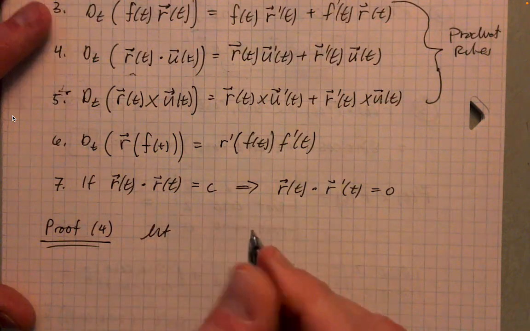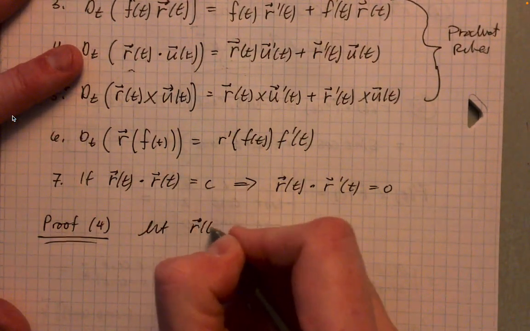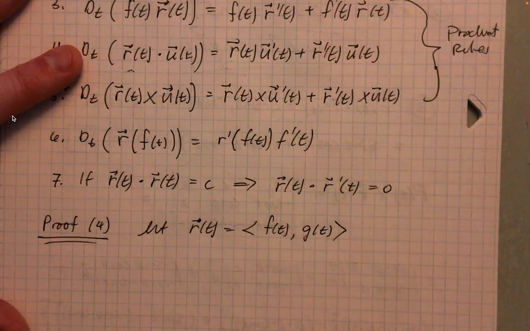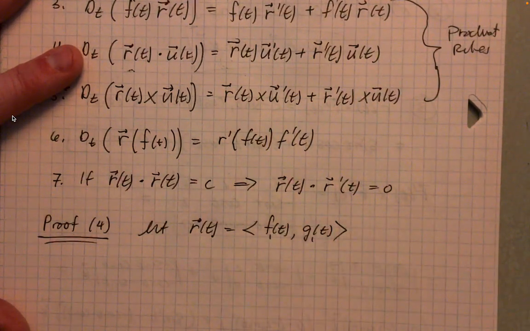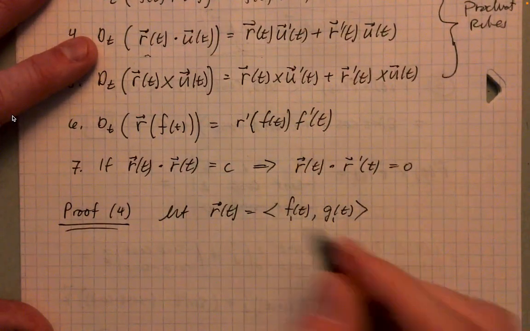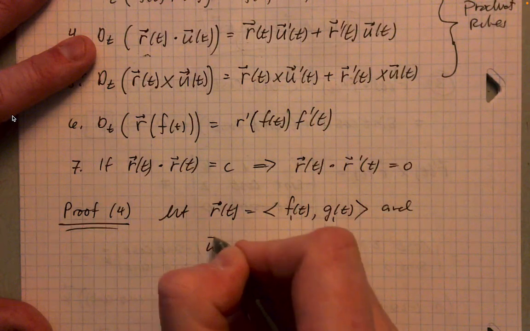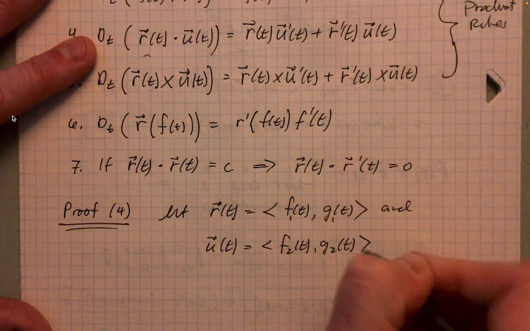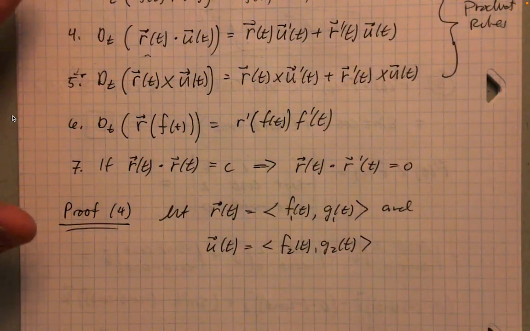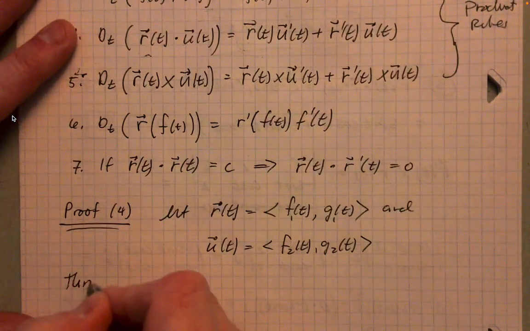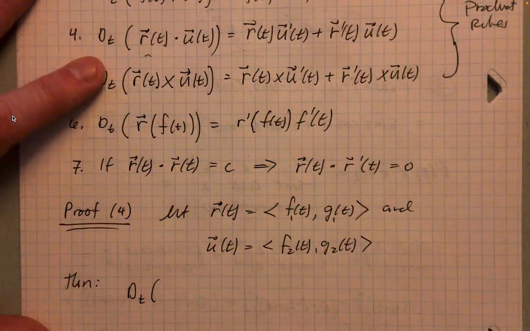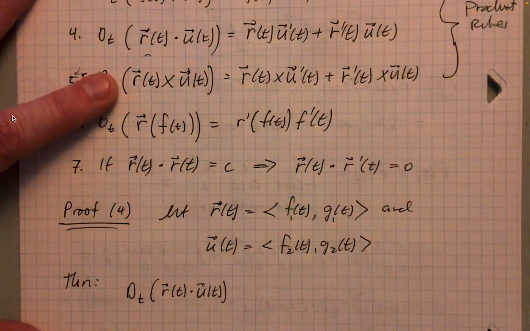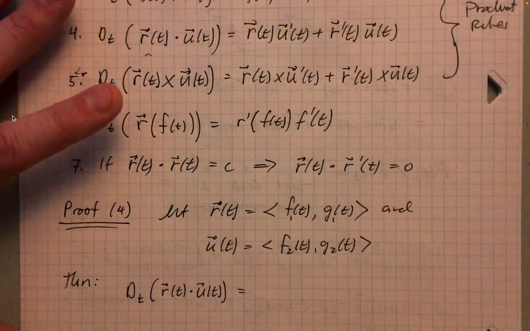We'll let r of t equal, and I'm going to write it in component form just so we can keep track of this easier. Actually I'll call them f1 and g1. So we'll let r of t be f1 of t, g1 of t, and u of t will be f2 of t, g2 of t. So these are the two functions that we're going to dot together and take the derivative of. Then the derivative with respect to t of the dot product of these two, let's write it out in component form.